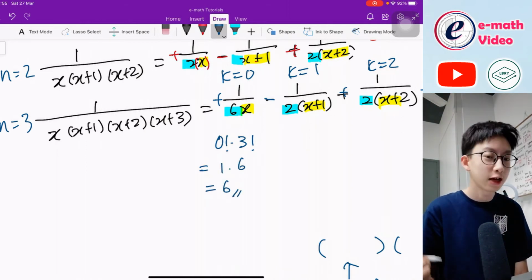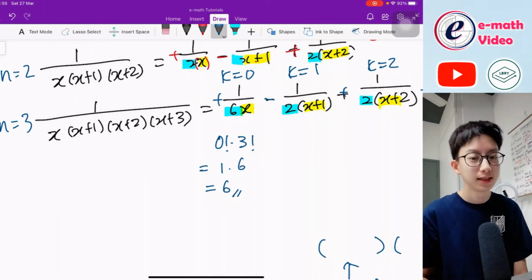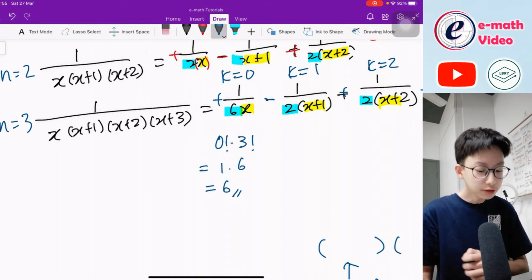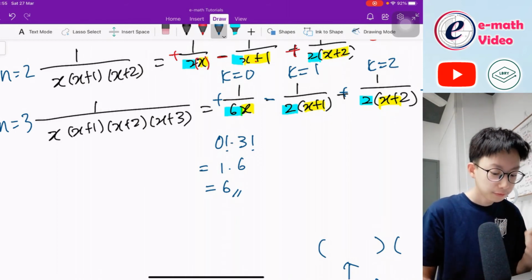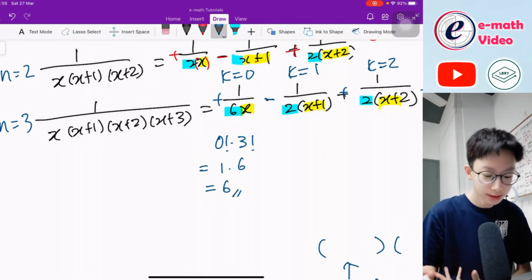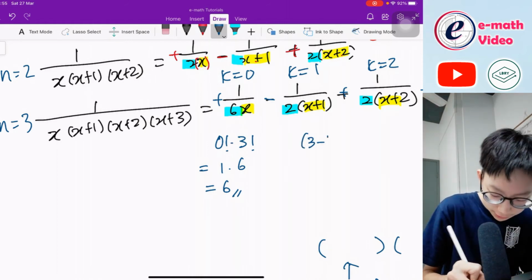Very nice. And I hope this works for all the constants at the back. Okay. For the second one, we need to make a 2 out of 3 and 1. And obviously, 3 minus 1 is a 2, right?